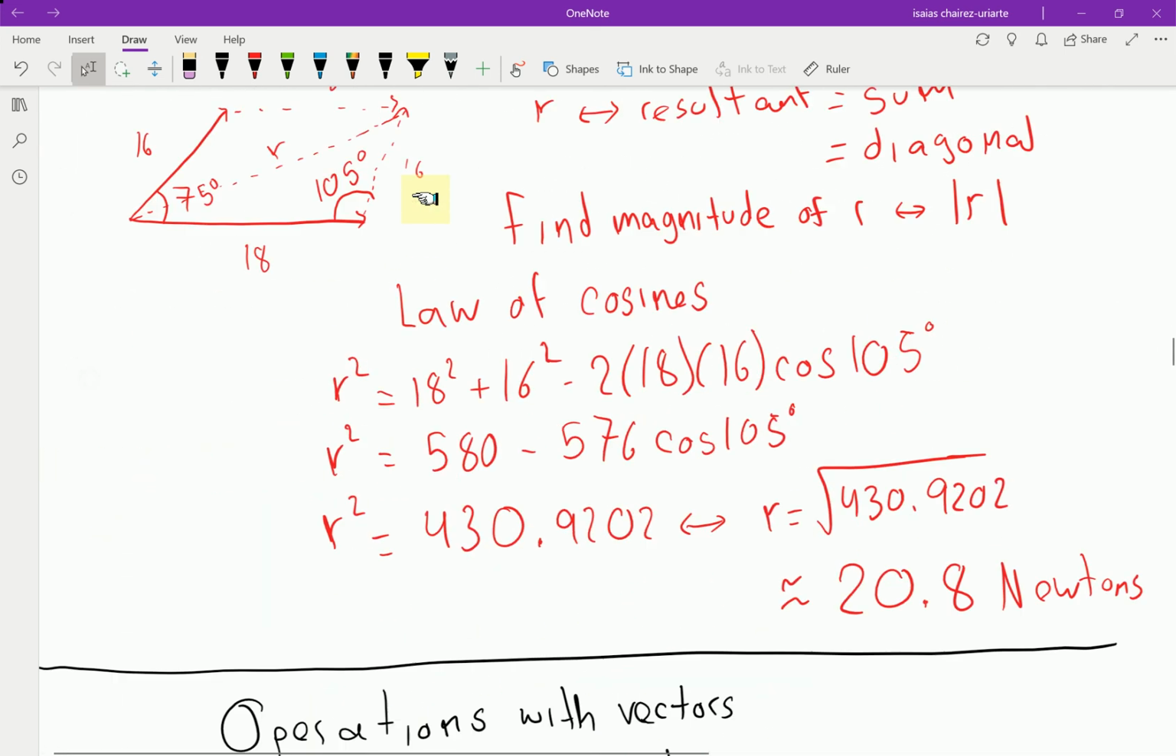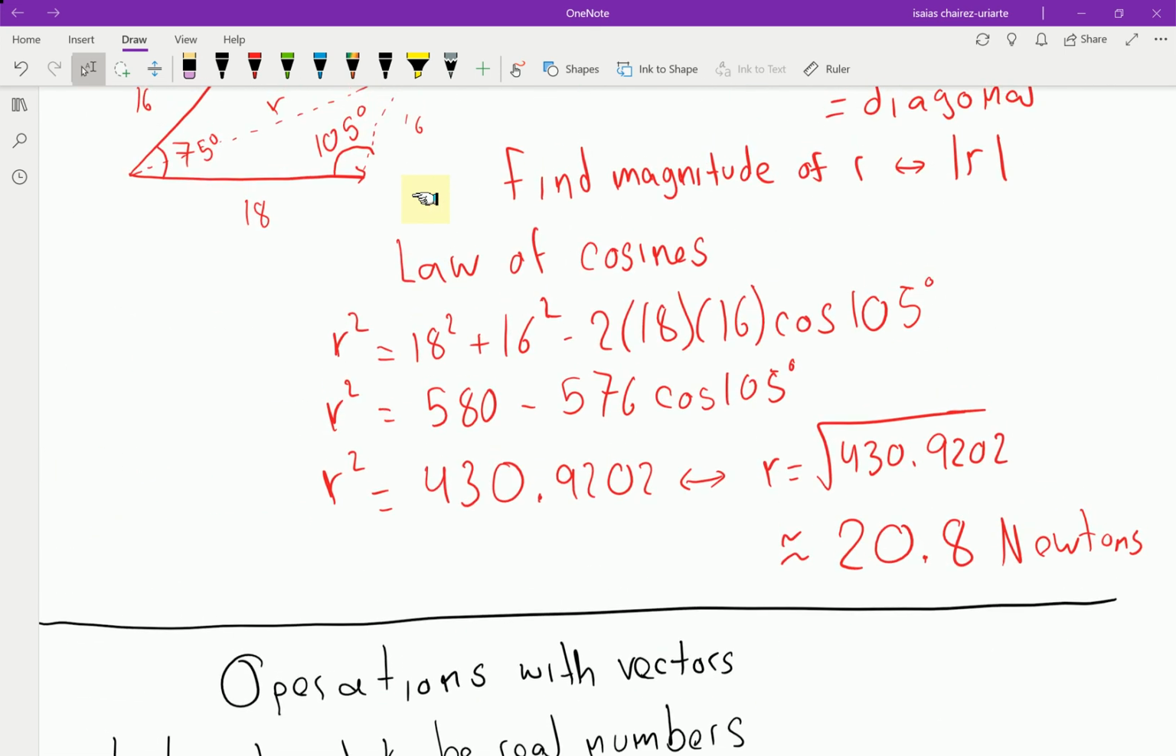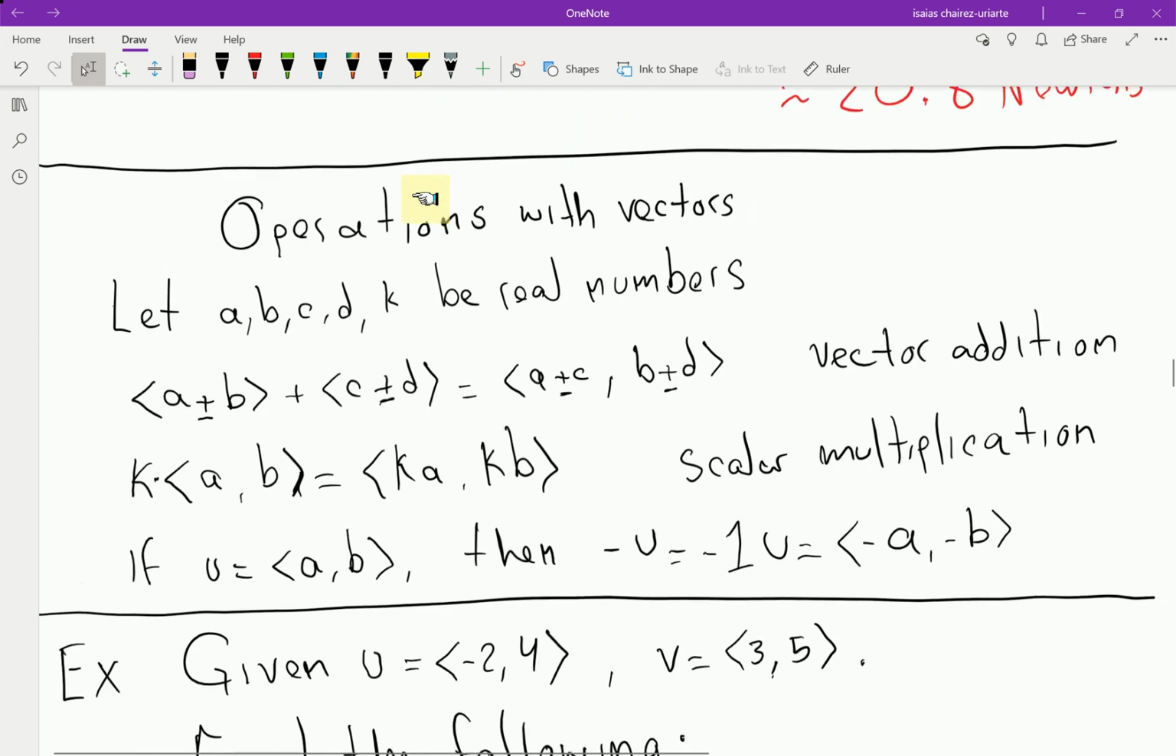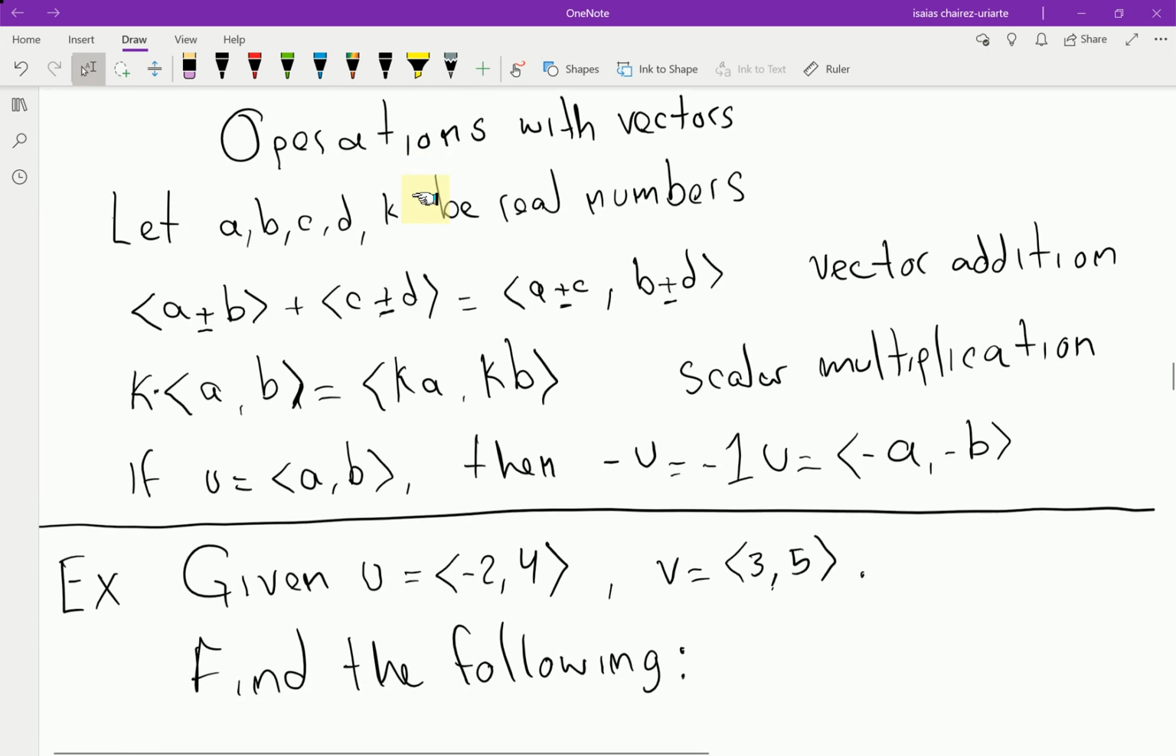So the law of cosines, good. If you thought that you could get away with it, well, you can't. It's going to haunt you for the rest of this section, at least, or this chapter. Okay, good. I hope that we agree on this answer. All right, the last thing for this part of this video, let's talk about operations with vectors.